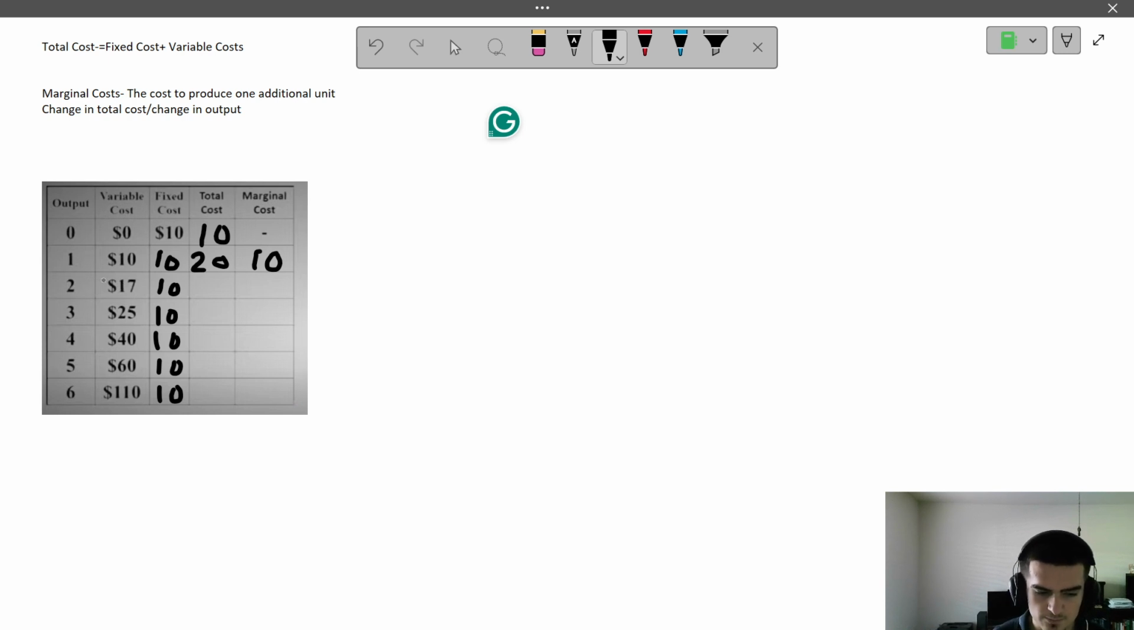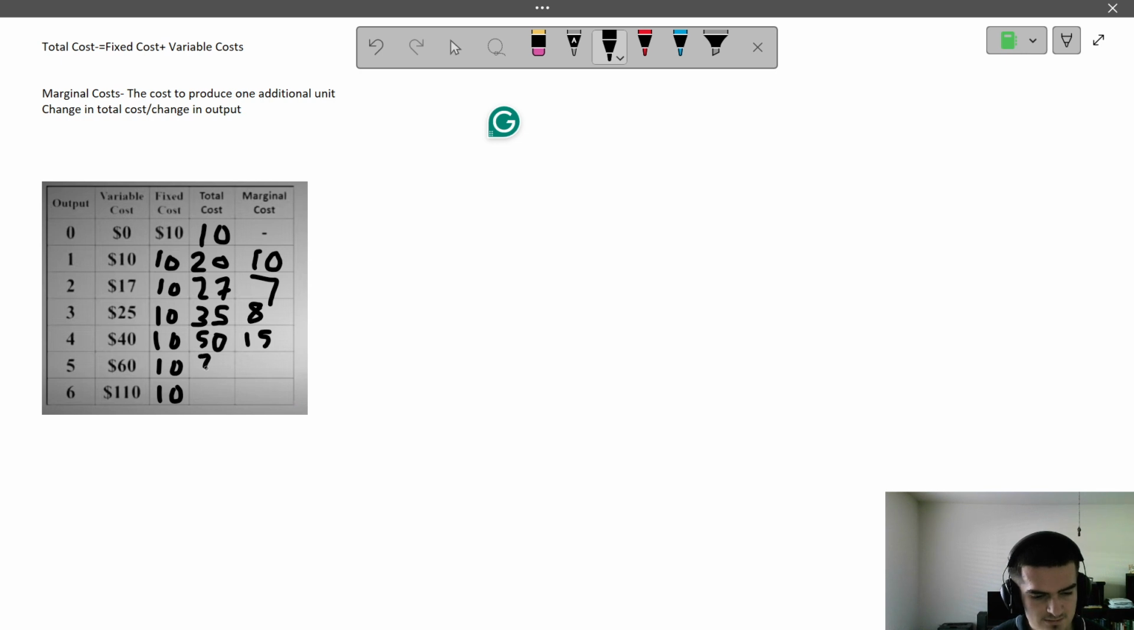If we increase another unit of output, 17 plus 10 is 27. Our marginal cost, what does it cost to produce that one extra thing? $7. Another unit of output, variable cost is now 25, our fixed cost is 10, our total cost is 35, and our marginal cost is 8. Now we get to that fourth unit of output. Our variable cost has gone up from 25 to 40. 40 plus 10 is 50. Now our marginal cost is 15.